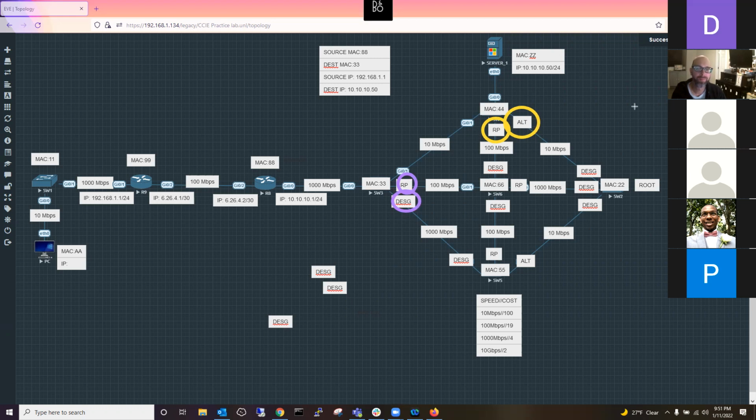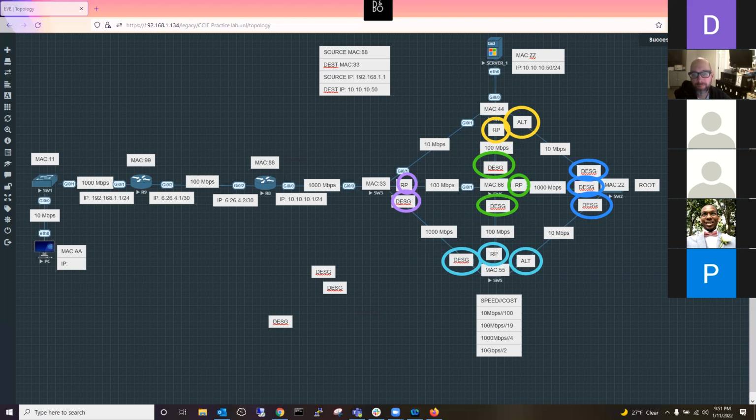We're always going to have a designated port on a given segment. So you've already identified a root port. You've already identified an alternate port. So this leaves us one last connection. And what do you think that connection is going to be? Designated port.